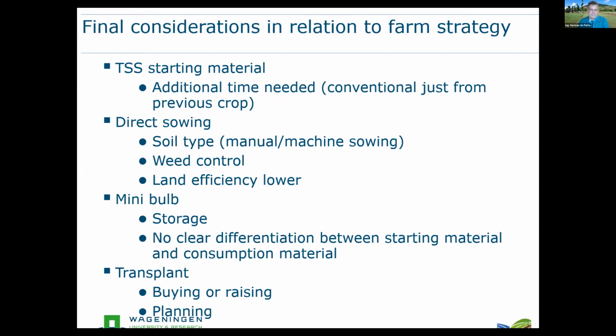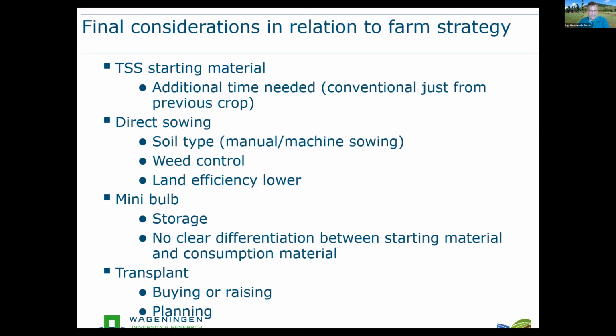TSS starting material, you need additional time. Conventional is just using bulbs from a previous crop, but for TSS you have to think about making starting material or use direct sowing. So that really has a big impact on the farm strategy. With direct sowing, think about the soil type, because with direct sowing, I did not show you the results, but there is a high seed loss. At the end, maybe only 10 to 15% of the seeds will form a plant.